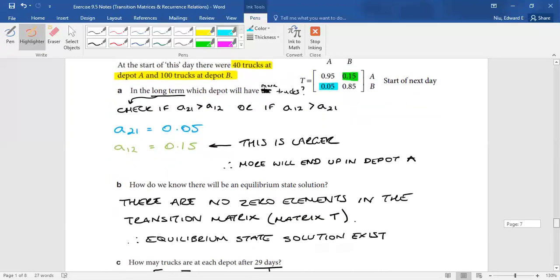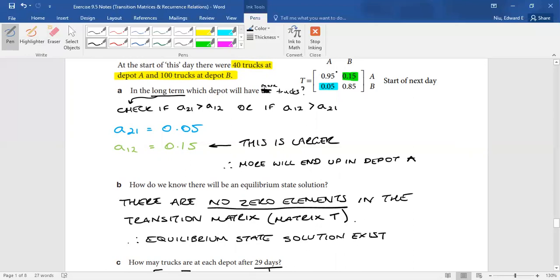B, how do we know there will be an equilibrium state solution? If there are no zeros, this is the part I want you guys to underline. If there are no zeros in your transition matrix, there will be a point where there is complete balance. What does complete balance look like? We're going to take a look at that in examples C, D and E.